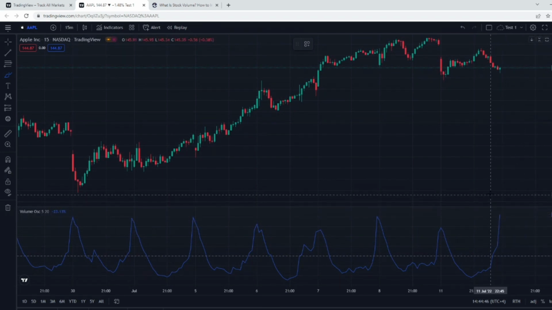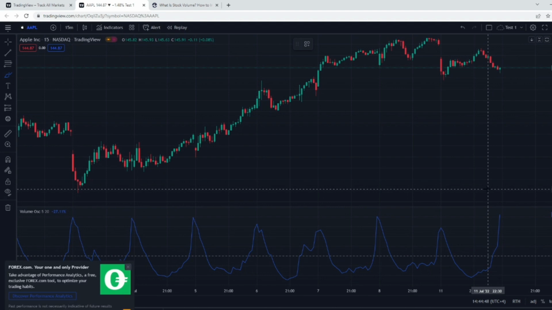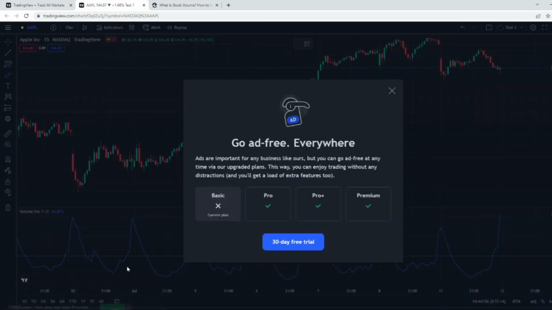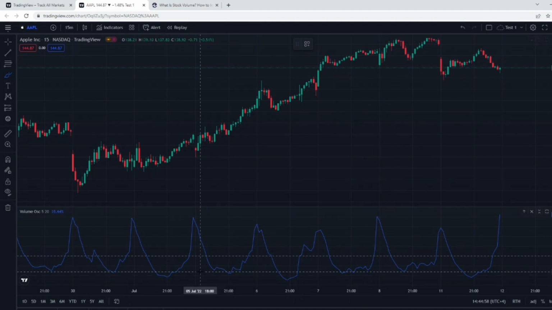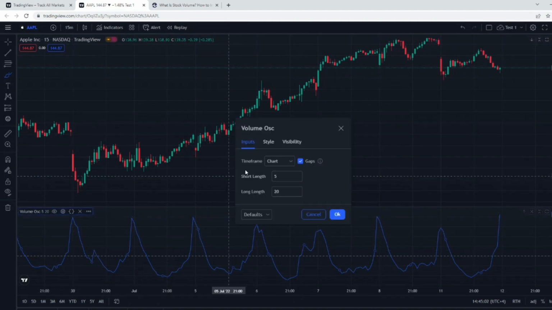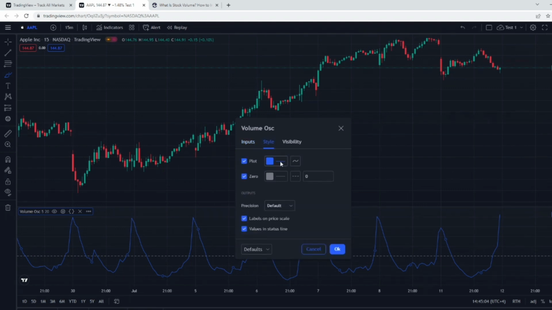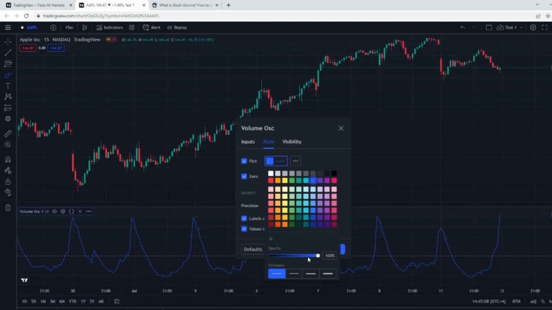So this is how you read the volume oscillator. First, you need to know that volume doesn't indicate the direction of a trend. Volume is basically like the fuel or the energy. So if the volume is low, it means that the momentum is weak. And if the volume is high, it means the momentum is strong. So to know the direction of the momentum, you need to look at price action.